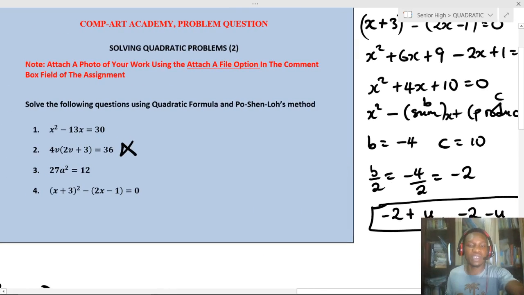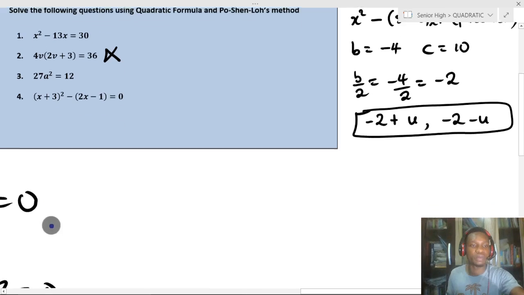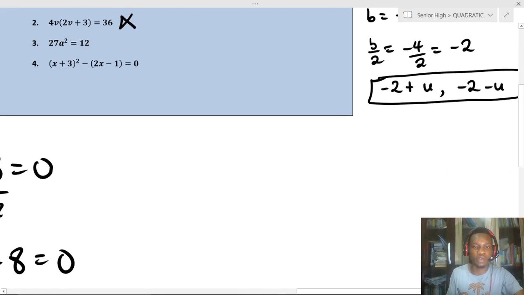Number 3, we have, let's just go up then. 27a squared is equal to 12. Now, this is actually very easy. You don't even need the Po-Shen Loh's method to solve this one. It is a trick question. Po-Shen Loh's method only works when you have the b value known. But once you have the b value known, then you can skip right through it. But let me just show what I mean.